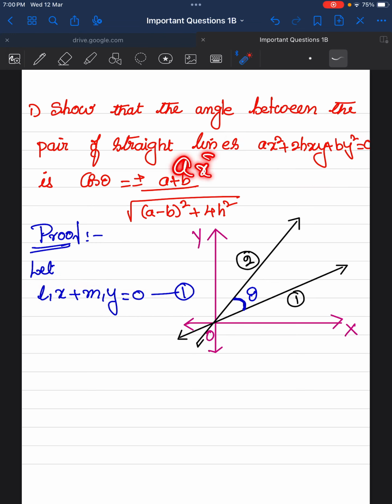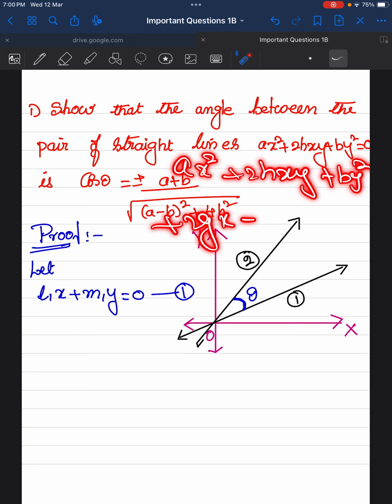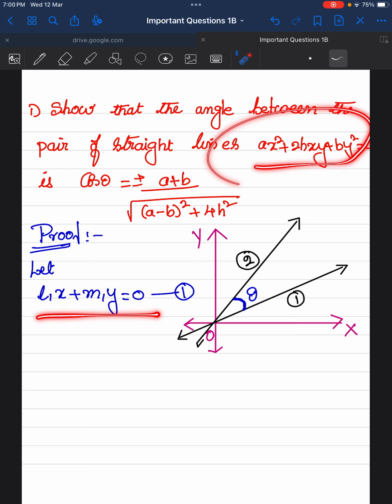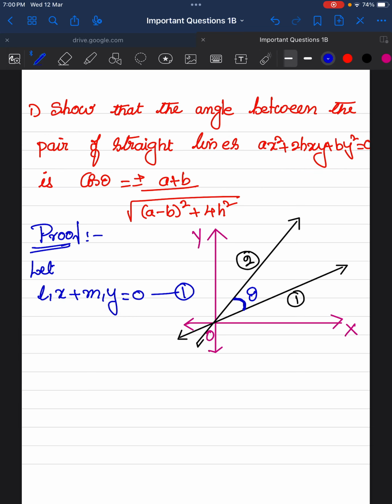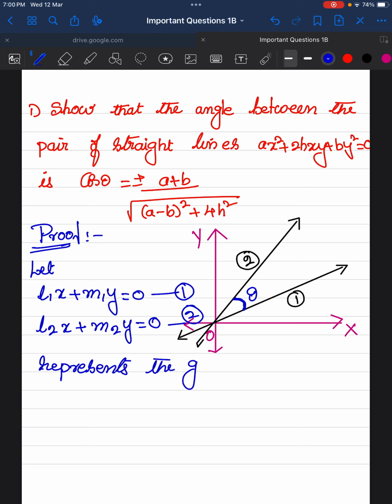If it is like ax square plus 2hxy plus by square plus 2gx plus 2fy, all terms are there, then I need to take constants also. Only for a simple equation, we need to take without constant. So I took L1x plus M1y is equal to 0. Second equation we can take as L2x plus M2y is equal to 0. These two lines represent the given pair of straight lines.